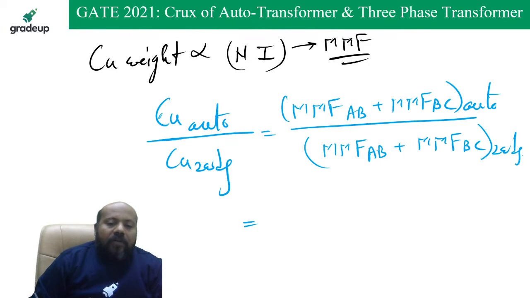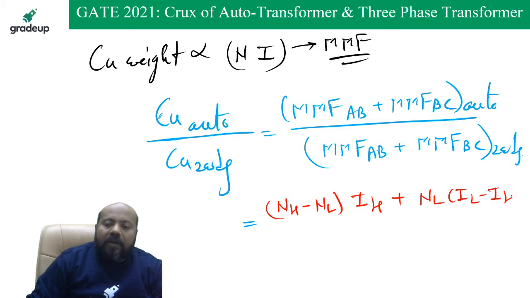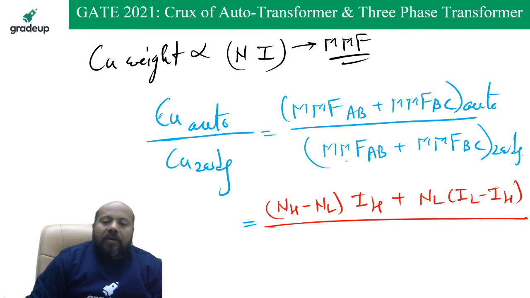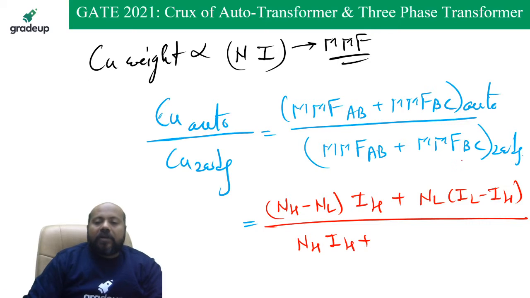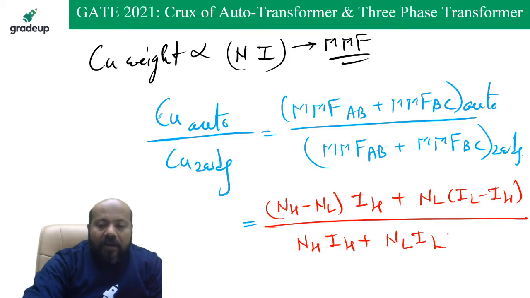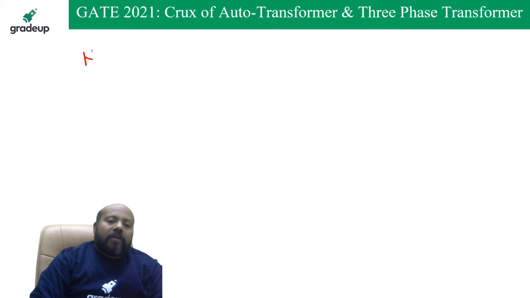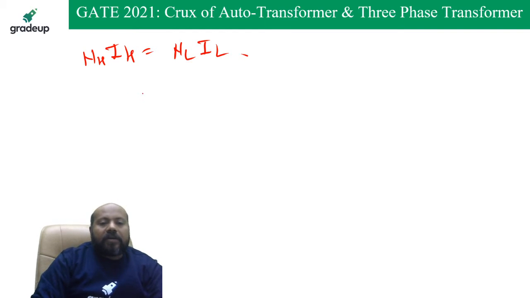For the auto transformer, you can write for AB section, number of turns are going to be NH minus NL, current is going to be IH, plus number of turns NL and current IL minus IH. Now the MMF for AB section for a two winding transformer, for the high voltage side is going to be NH IH, and for the low voltage side or BC it is going to be NL IL. Now from the MMF balance equation you know that NH IH is equal to NL IL. Put it in this equation.